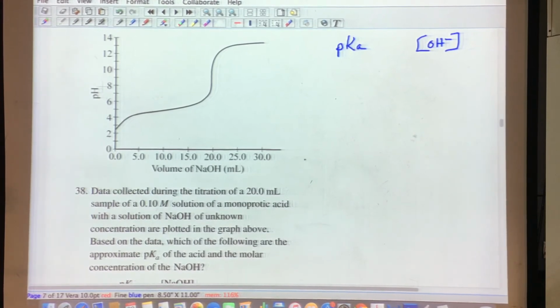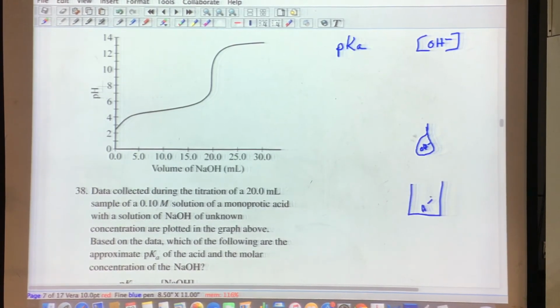What do they want? They want the pKa of the acid, and they want the concentration of the base. So they want two things: the pKa, or we say pK, and the concentration of the hydroxide. Now, what do we have? We have some acid. Data collected. Notice we're adding what? Look at this curve. What are we adding to what? pH going up or down? It's going up, so we're adding drops of Jupiter. In those drops, what are we adding? Right, so we're adding hydroxide into acid.